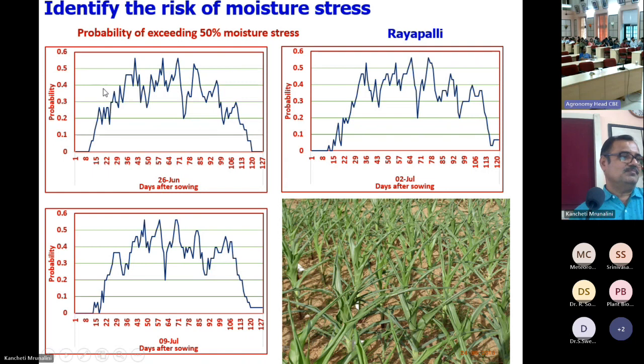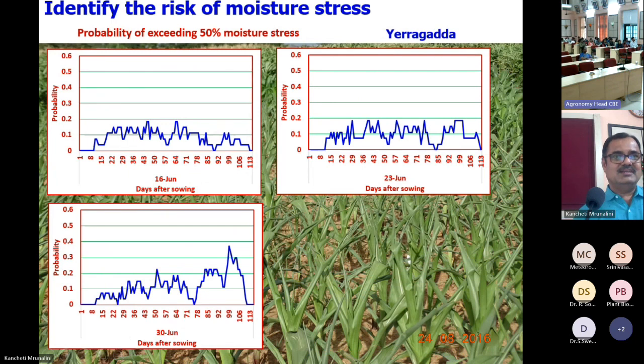And now you see this is the probability of exceeding 50% moisture stress at 50% probability in different growth stages for different villages. This is one village. This is a low rainfall district. So here the risk is very high. Very frequently the depletion is going below 50%, so definitely the crop will be affected. I will show one more slide in a high rainfall region.